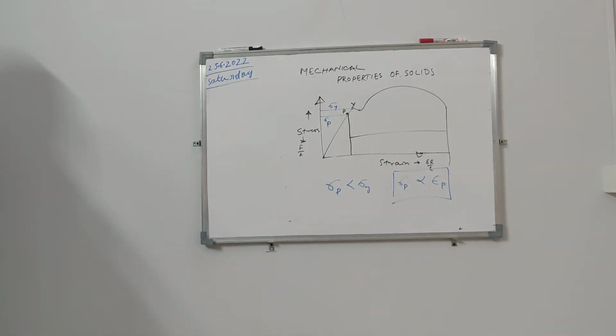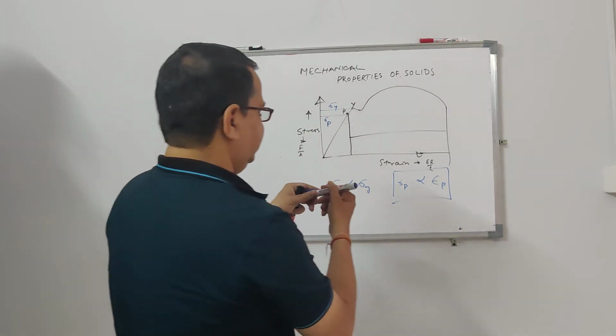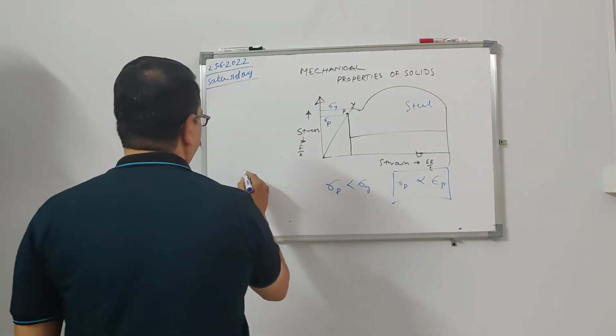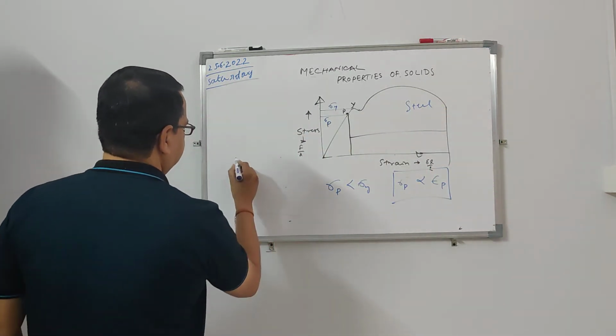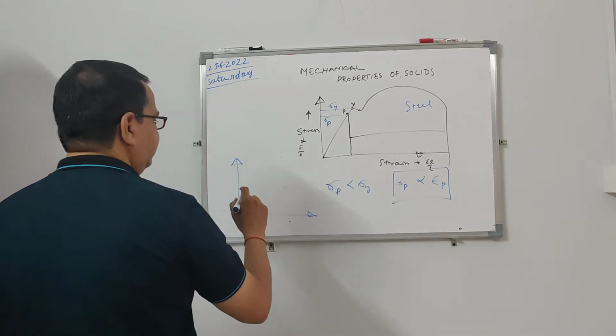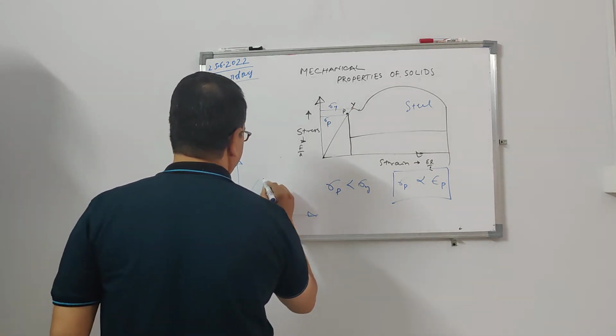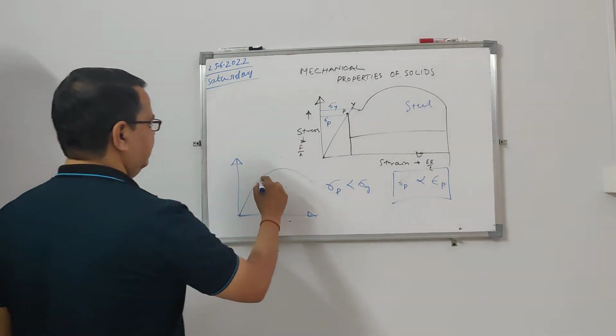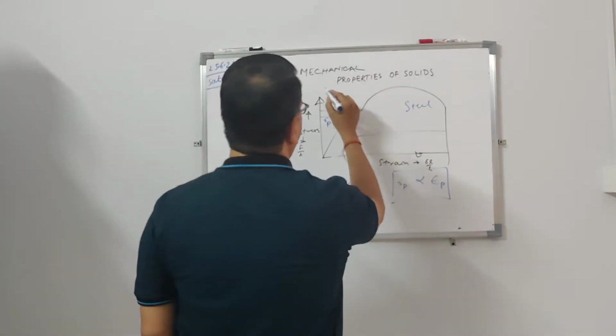Then there is another statement: the stress strain curve is the same for all materials. It's completely wrong, because this is for steel. For aluminium it is something different. It depends on what type of material it is. For aluminium it will be something like this. It may behave differently.